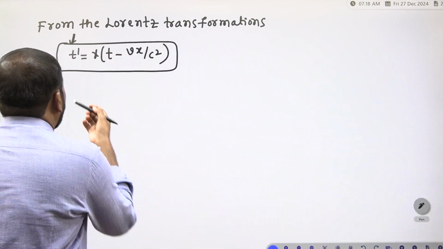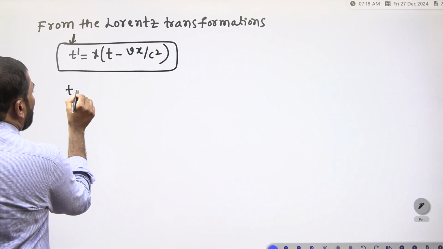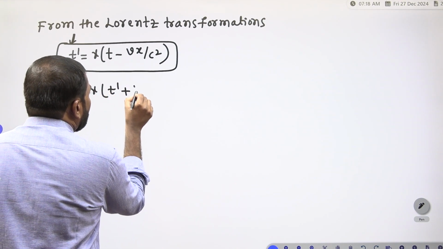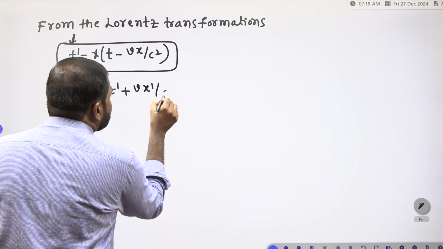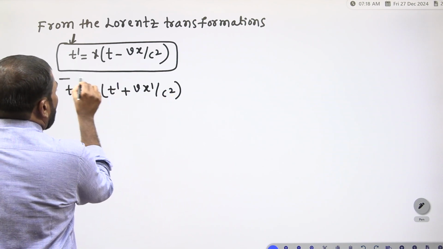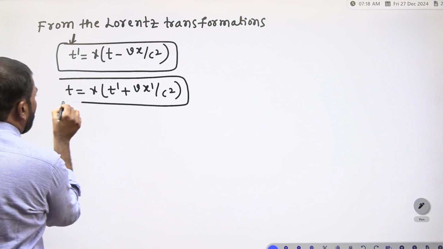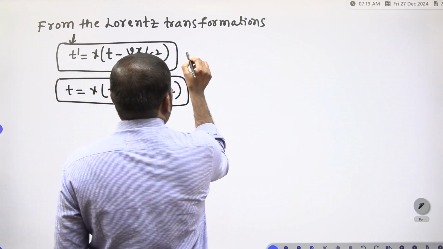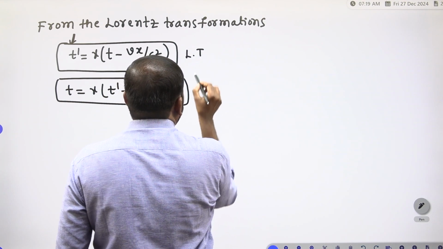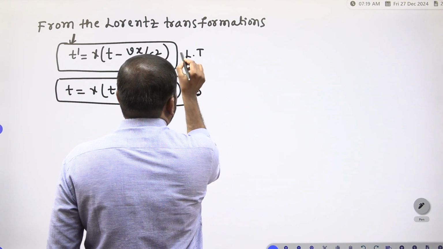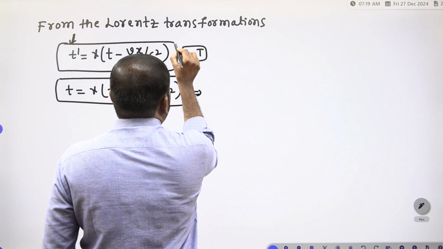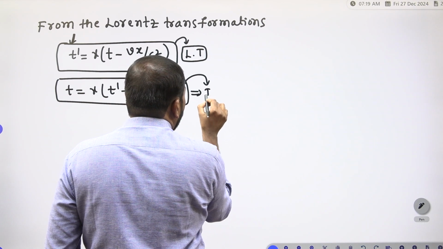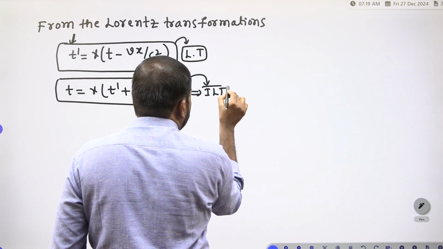And T is equal to gamma into T dash plus Vx dash by c square. This is the inverse Lorentz transformation in terms of the time coordinate. The first one is the Lorentz transformation, and this one is the inverse Lorentz transformation.